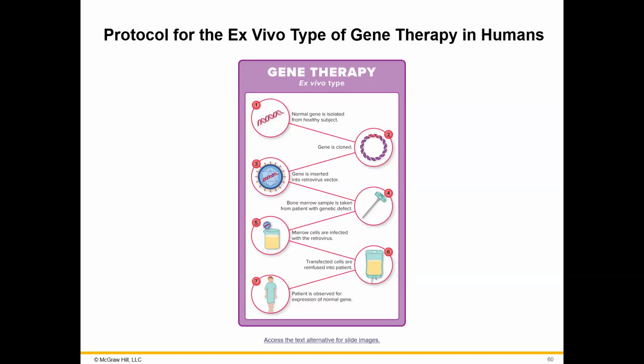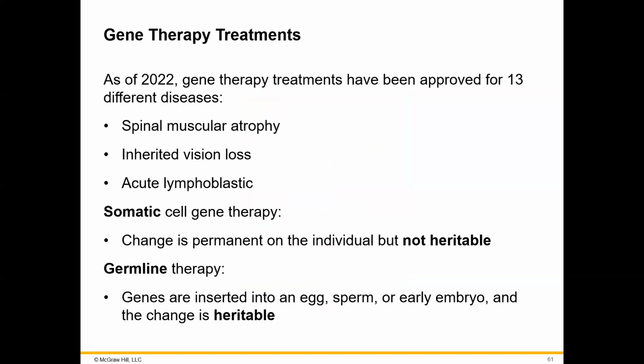Take out somebody's bone marrow, mix it up with these derived viruses, and put it back into the person for an infusion. And that can spread that virus actually throughout the body and replace that gene. So they have a functional version of that gene. So now they don't have to die. Legit. This is permanent. So as of 2022, which is when this book was written, we have approved therapy for 13 different diseases, including spinal muscular atrophy, inherited vision loss, and acute lymphoblastic leukemia. Imagine that. So this is somatic cell gene therapy.